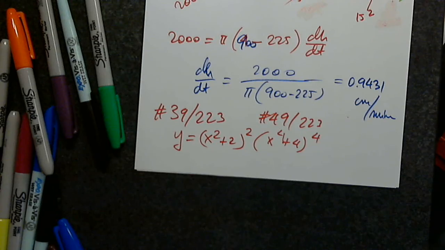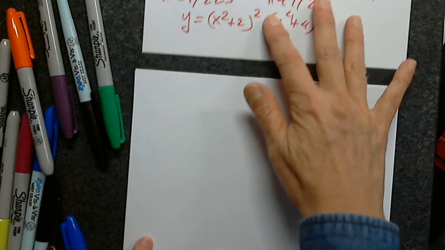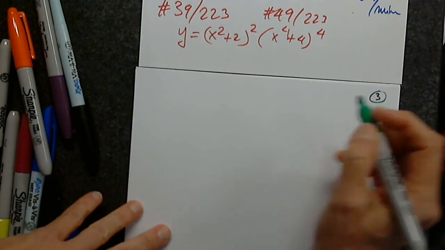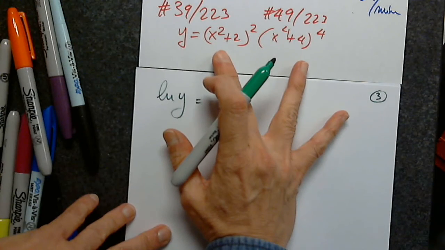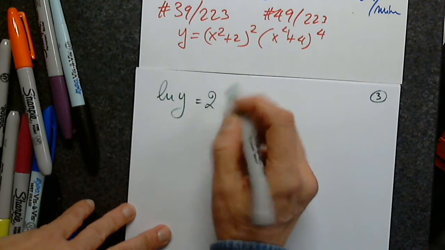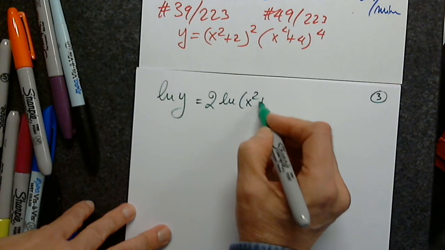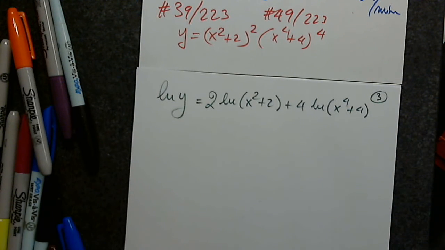You don't have to, but since we're asked to use logarithmic differentiation, let's do it. Okay, so natural log y equals, when I apply log to a product, it becomes a sum. So log applied to a product will be 2, and the power goes in front. Natural log of x squared plus 2, plus 4 natural log of x to the fourth plus 4. Is this clear? So there are two properties that I used in one row. One is log applied to a product, which is the sum of logs, and then the power comes in front as a factor. Is this okay, everyone? Yes. Okay.